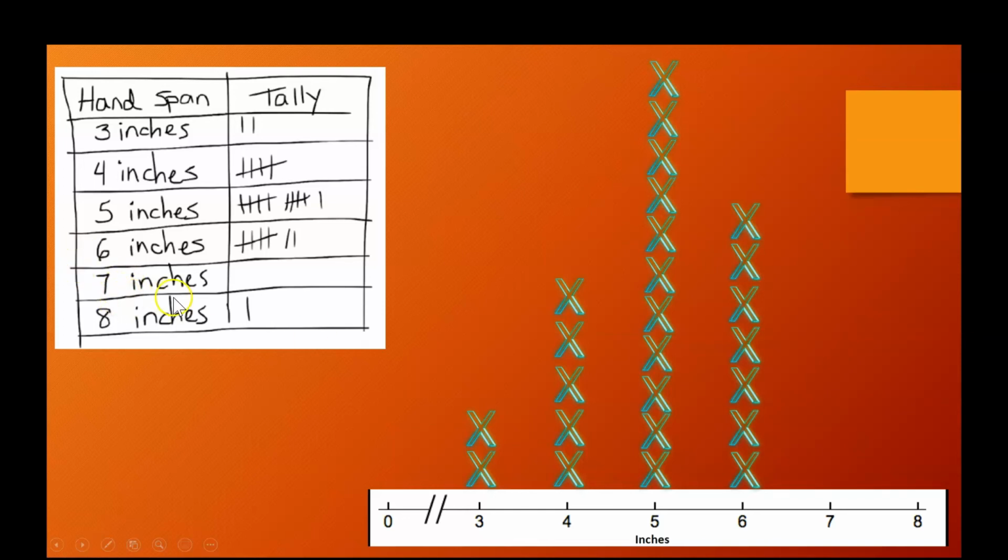We look at the 7 inches. How many x's do we put? Right, we don't put any x's on the 7 because we don't have any tally marks. And how about the 8 inches? How many x's? We just have 1. Very good.